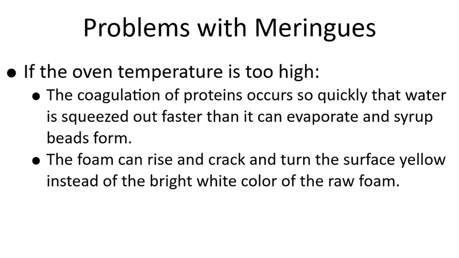Another common problem encountered with meringues is if the oven temperature is too high, the coagulation of proteins occurs so quickly that water is squeezed out faster than it can evaporate, and syrup beads similar to what we saw before will form.